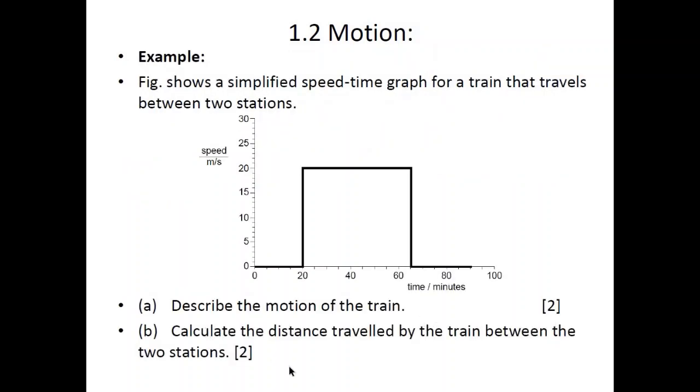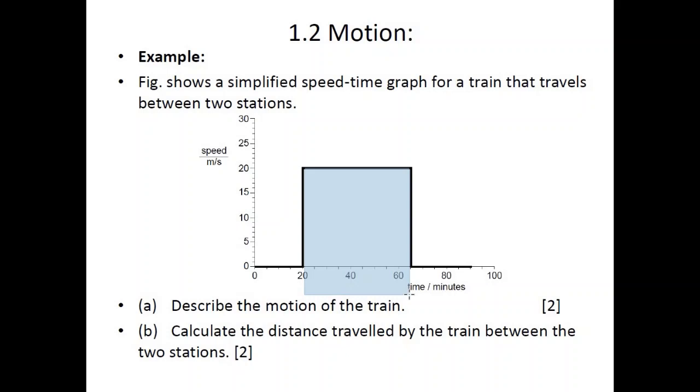Calculate the distance traveled by the train between the two stations. So the distance traveled can be calculated by calculating the area under the graph. Now over here this line is at 0, so we are going to ignore this part and also this part, because over here the speed was 0, that means no distance was traveled. Whereas this square shape is what we are looking for.